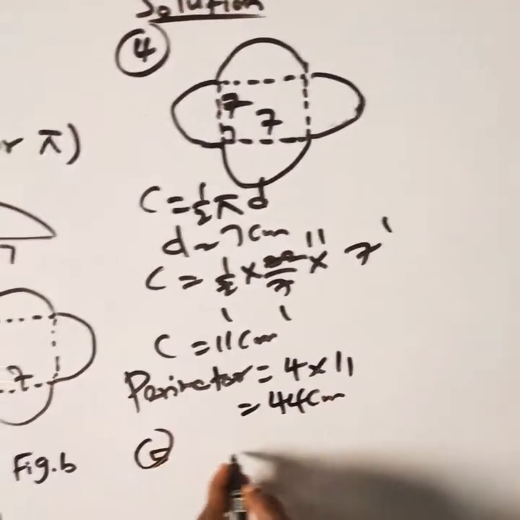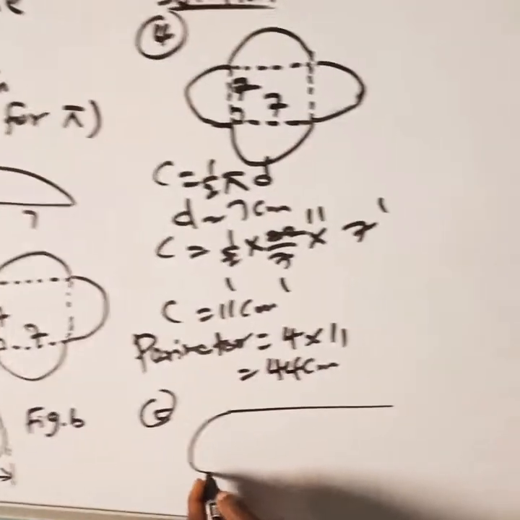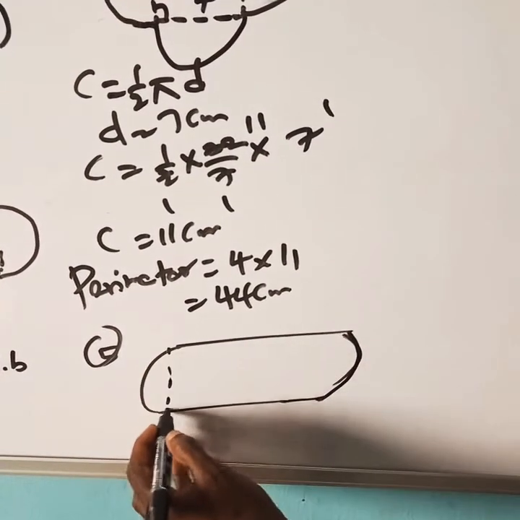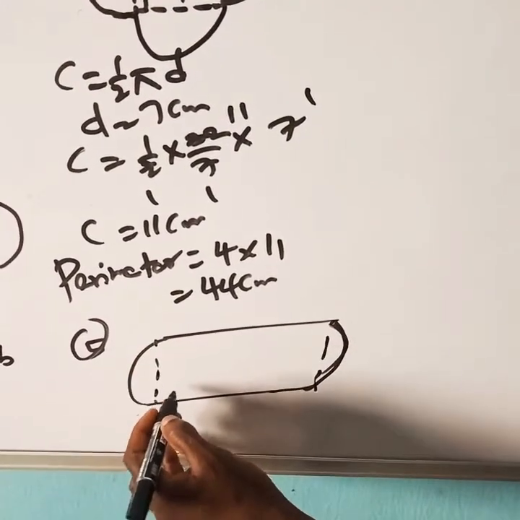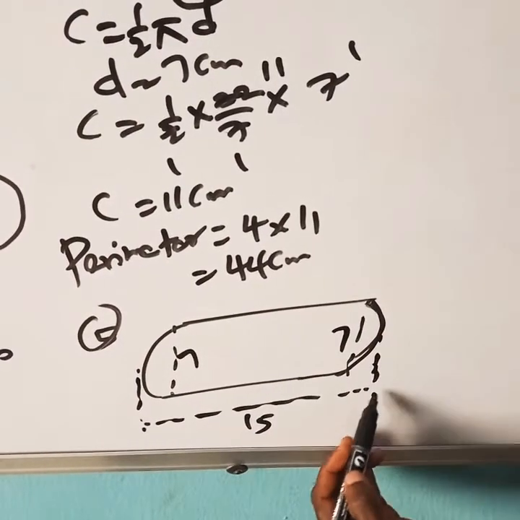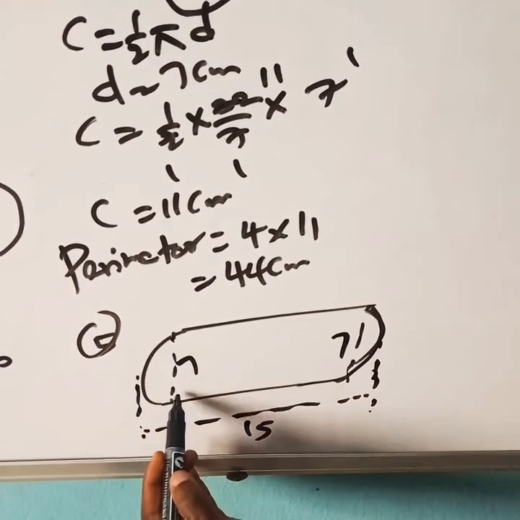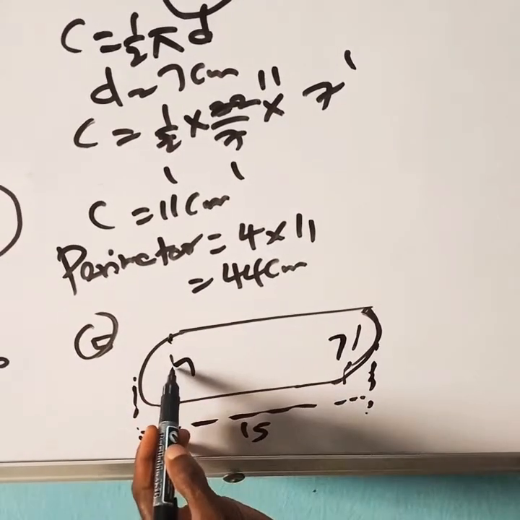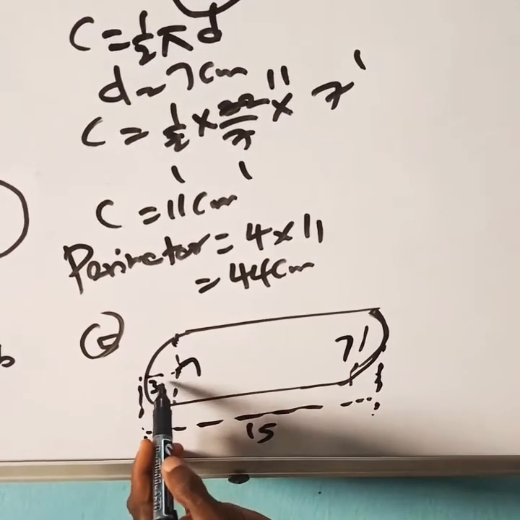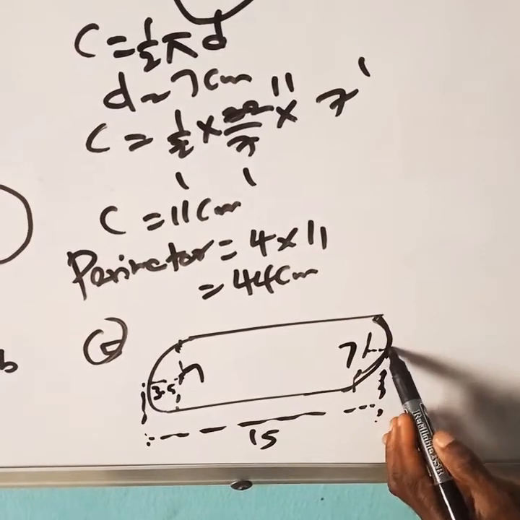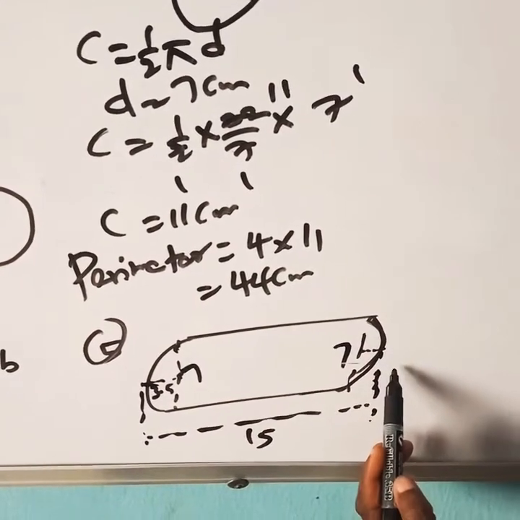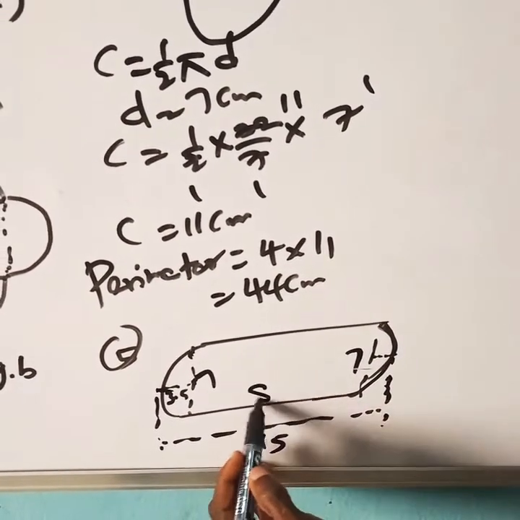Now number 5, we have this shape. We want to calculate the perimeter of this shape. From here to here is 15. Now if the diameter is 7, the radius should be 3.5, and this way is also 3.5. Similarly, this is also 3.5. So 3.5 plus 3.5 will give you 7, and from here to here is 15. So 15 minus 7 will give you 8. So this place will be 8.